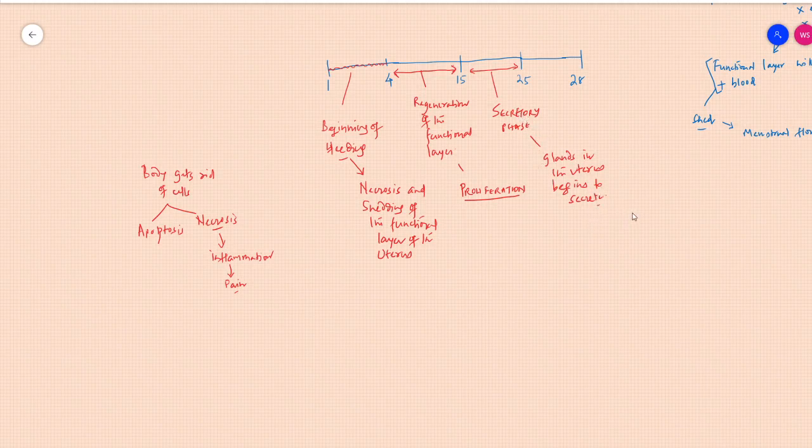This secretion enables the zygote to implant. So this is the stage where implantation occurs. Which stage in the uterine cycle does the zygote implant? It is the secretory phase. Okay? Days 25 to 28 are called the premenstrual phase.